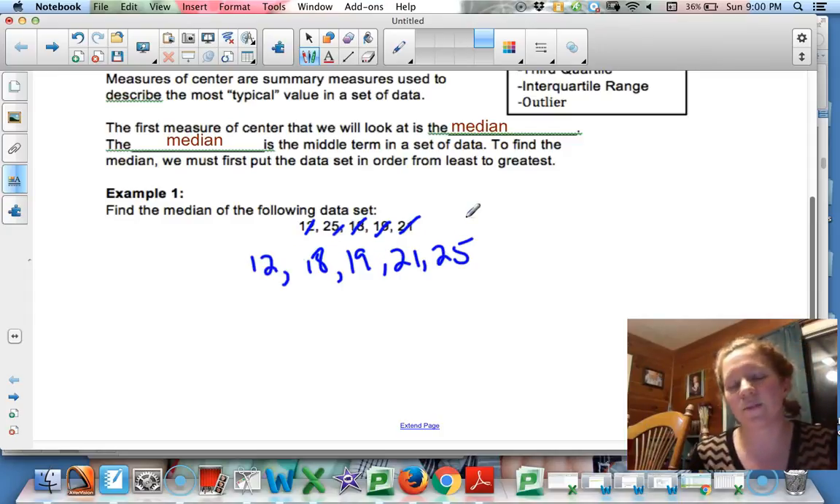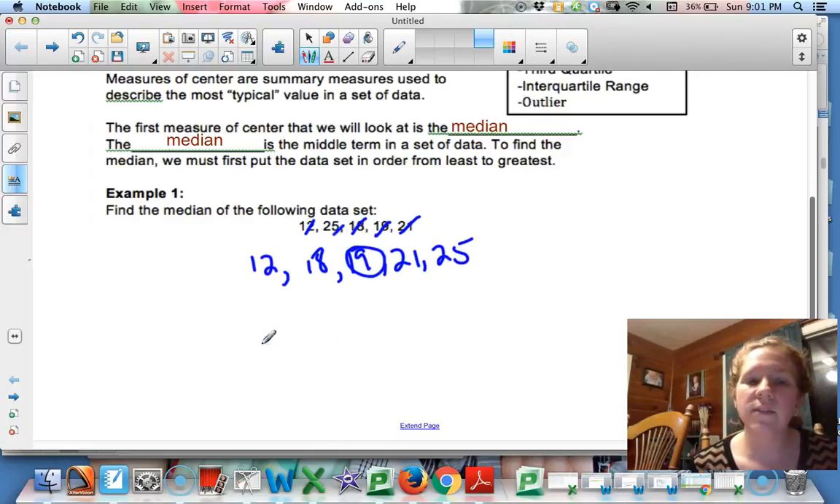Like I said, this one's really small, so it's easy to see I've got them all. But when you get 10, 20 pieces of data, it's helpful just to count. It's a quick and easy way to check yourself to make sure you didn't leave anything out. All right, so the median is the middle number. So if I've got 5 numbers, then I know that my middle one is going to be right here.